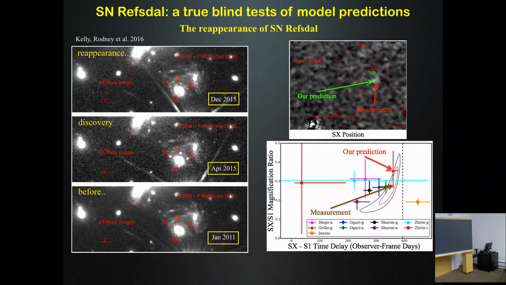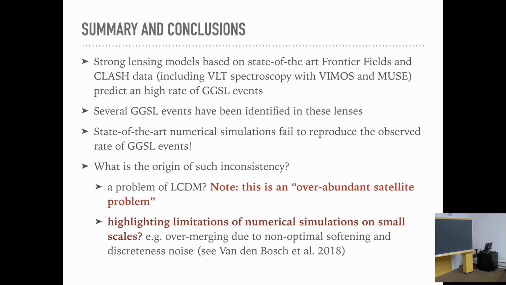So this is of course a unique way to test the models and to show that they are very, very robust and successful. So, yeah, come to the last slide. What we have seen by building these what we think are very robust and reliable models of these clusters, observed in the framework of the CLASH and the Frontier Fields initiatives, is that there is a quite high rate of galaxy-galaxy strong lensing events in this cluster that we can use to probe the small-scale structure of these systems.